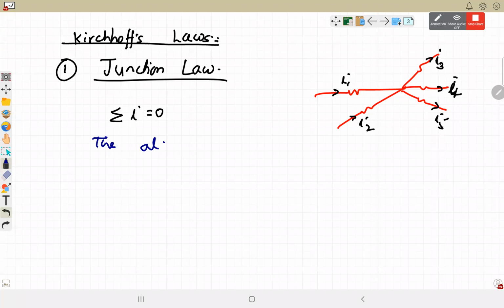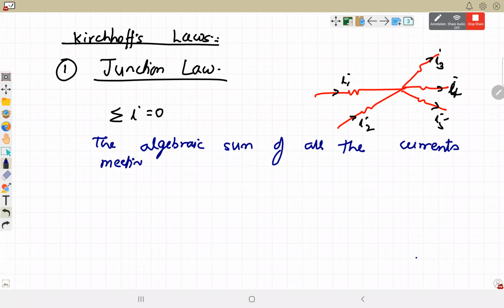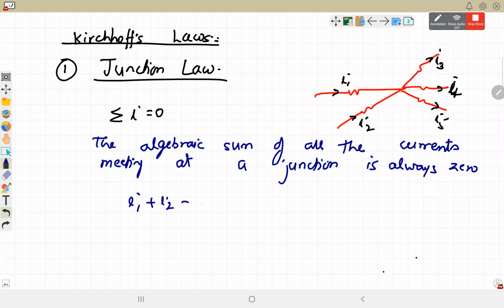If incoming current is taken as positive, outgoing current is taken as negative, the algebraic sum of all the currents meeting at a junction is always 0. So it is exactly the same as that of the capacitor case. In other words, the total current that enters the junction, I1 plus I2, this same current will be leaving from the junction.